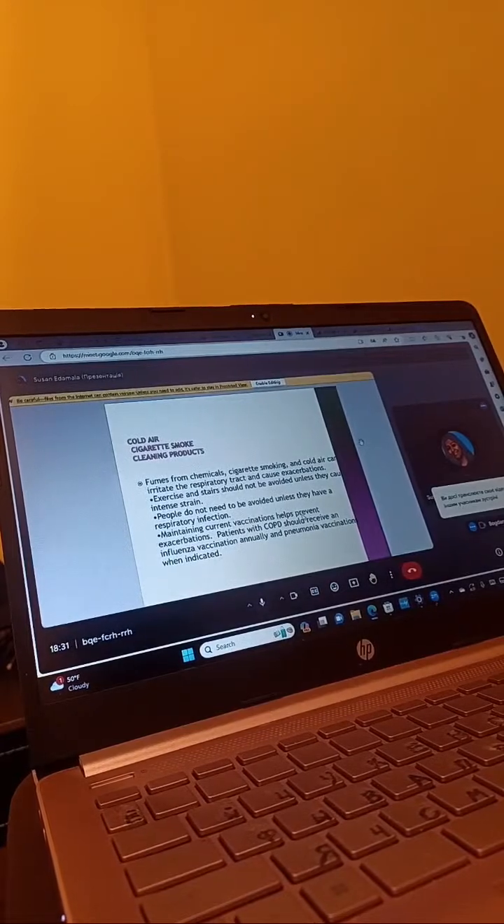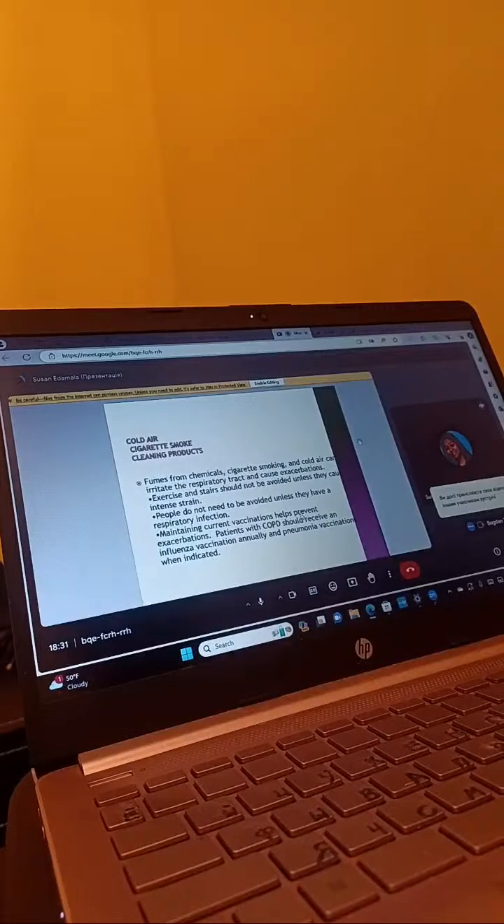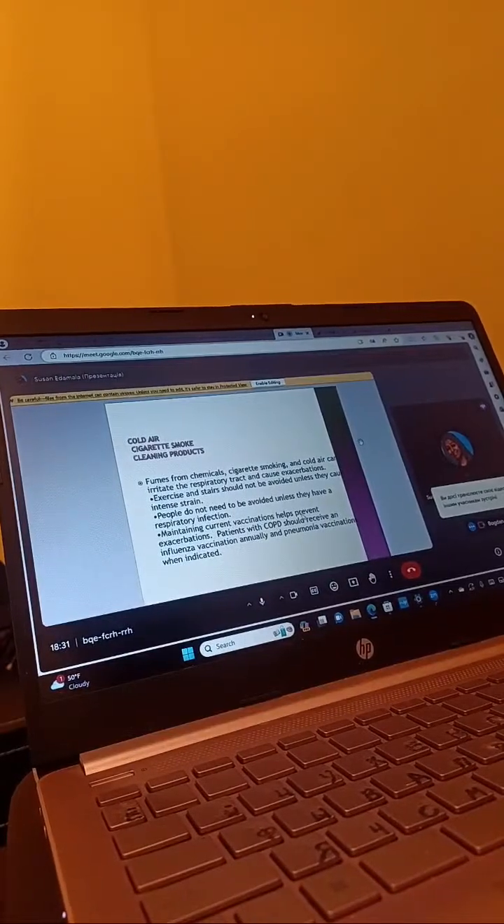Exacerbation means flare up. You understand what's flare up, right? Yes, becoming too much. So the exercise and stairs should not be avoided unless they cause intense strain, which they didn't mention in the question, whether the patient has intense strain. So we didn't choose this.